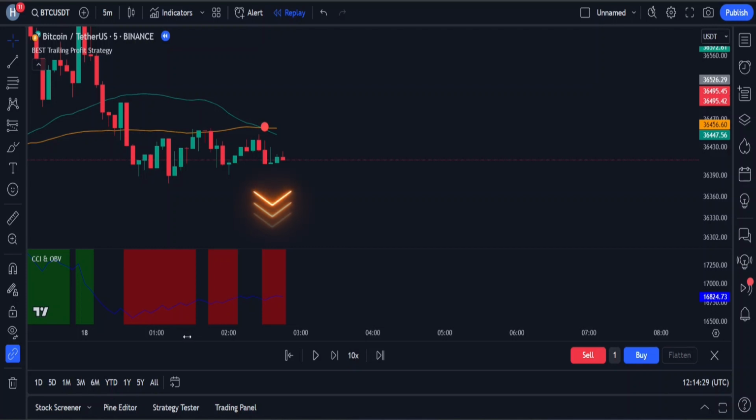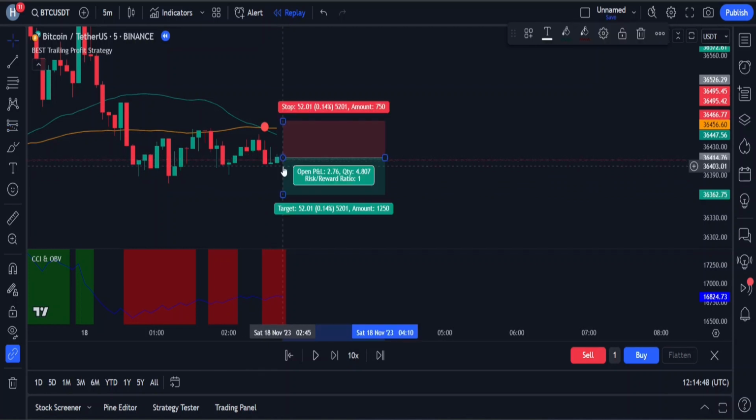Subsequently, we validate this signal with the addition of the CCI indicator to the chart, ensuring that the CCI Extreme oscillator indicator is prominently red, signifying a downward market trend. These are the specified conditions that must be met before engaging in a sell trade using this strategy.